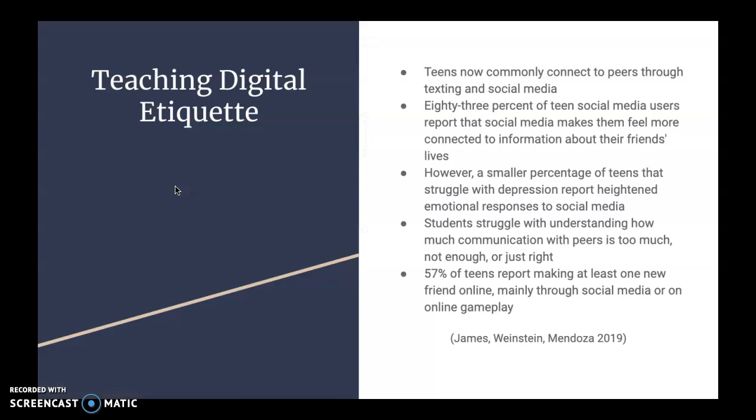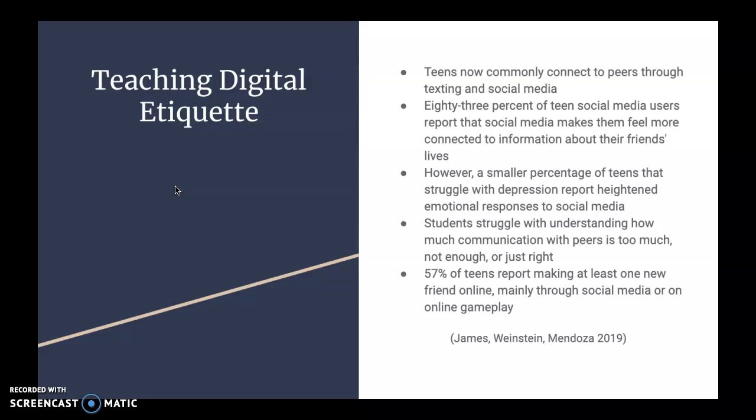On to teaching digital etiquette. Teens now commonly connect to peers through texting and social media. 83% of teen social media users report that social media makes them feel more connected to information about their friends' lives. However, a smaller percentage of teens that struggle with depression report heightened emotional responses to social media. Students struggle with understanding how much communication with peers is too much, not enough, or just right.